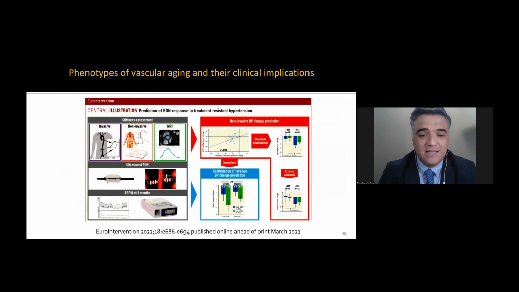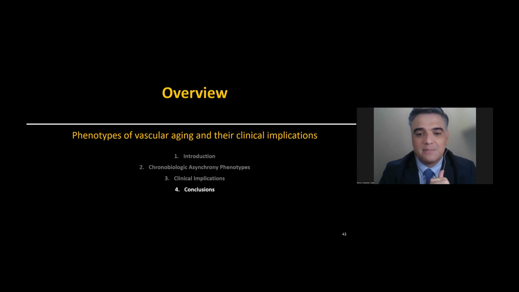And finally, we can see that today we already use phenogroups of vascular aging when we want to decide which one of our patients will respond to renal denervation. And we know that for patients with higher pulse wave velocity, they will not benefit as much from renal denervation as those who keep some part of their arterial distensibility, even if being a resistant hypertensive.